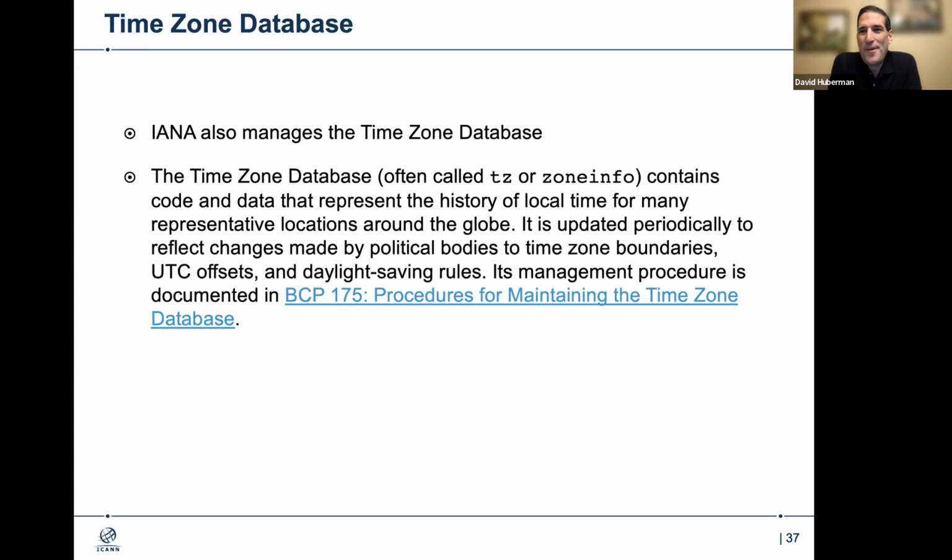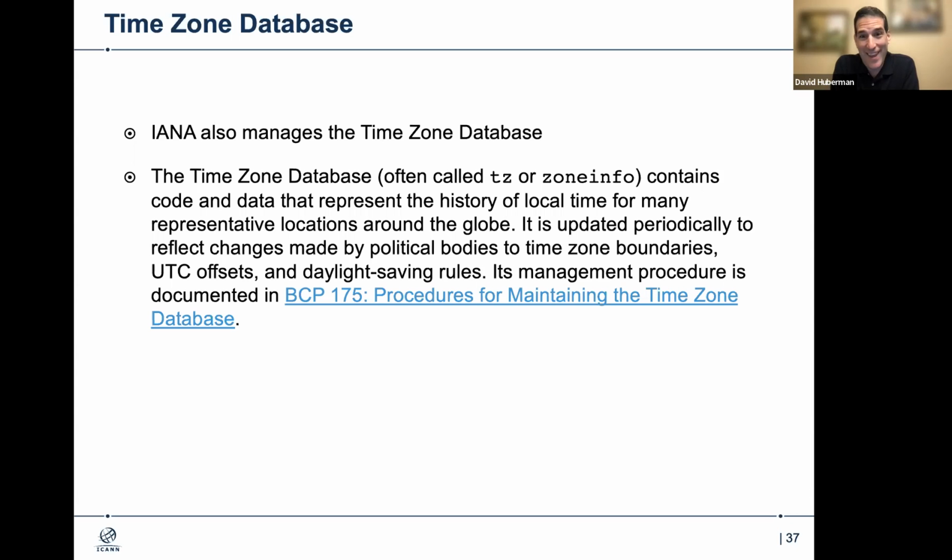Final slide. One of the interesting things we do with this is also the time zone database. I'm in the Eastern United States time zone. I think many of you are in the Central European time zone. Whatever time zone you're in has a name and it has an offset. Well, this has to be stored somewhere, the offset.